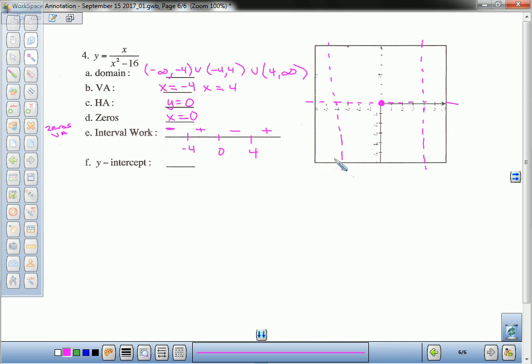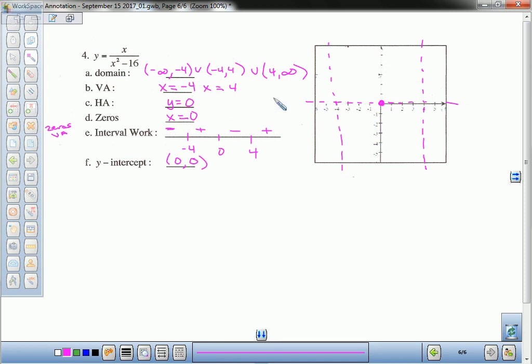So, we know it's negative, and we know it's approaching, well, let's do the y-intercept while we're there. It's 0. I've already plotted it. If you plug in 0, you get 0 divided by negative 16, which is 0. It's already there.